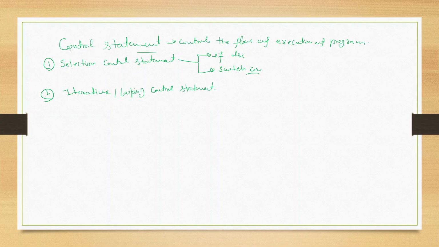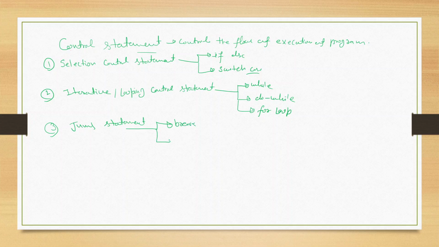In this, first is while loop, second is do while type, and then for. Then the third type is the jump statement. Jump statement types are break, continue, and the third is goto. So one by one we can understand the control statements.